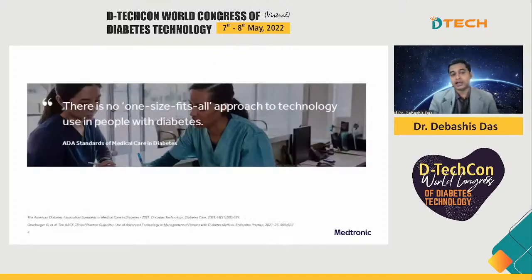Now, I think Jazz said earlier that there is no one size fits all approach to technology that can be used in people with diabetes. So we always have to customize or personalize it depending on the patient type.